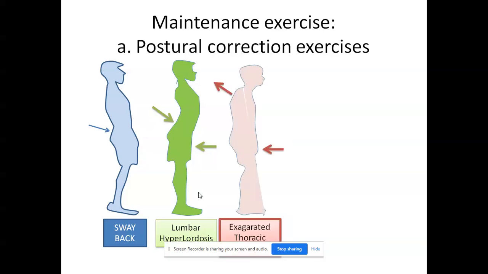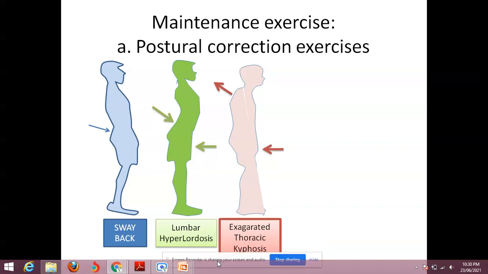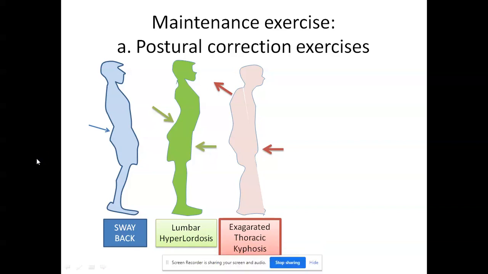Coming to the exaggerated thoracic posture or thoracic kyphosis. When you talk about thoracic kyphosis, humping up or hunchback is nothing but your thoracic kyphosis. So your COG lies in front of the thoracic spine in exaggerated thoracic kyphosis.